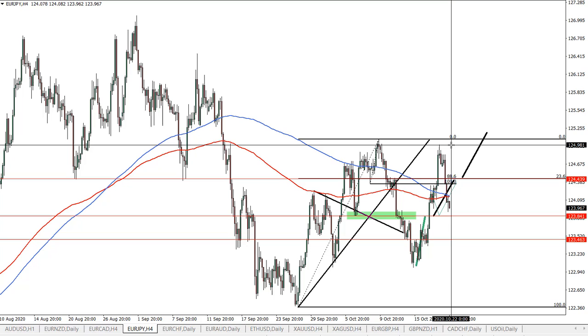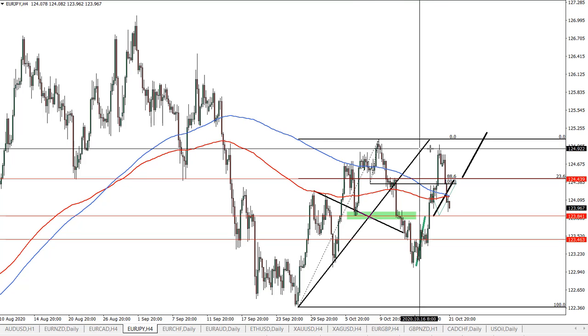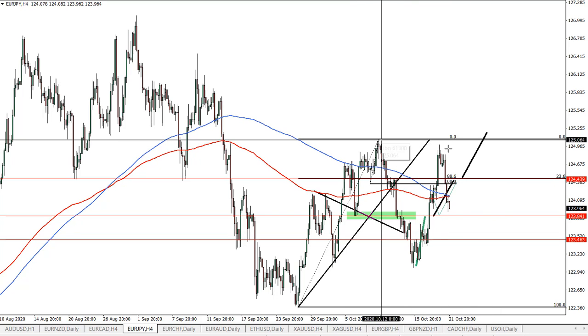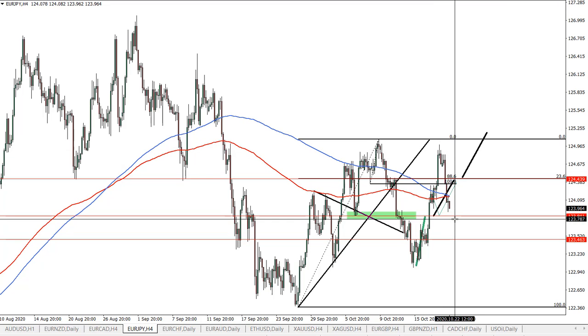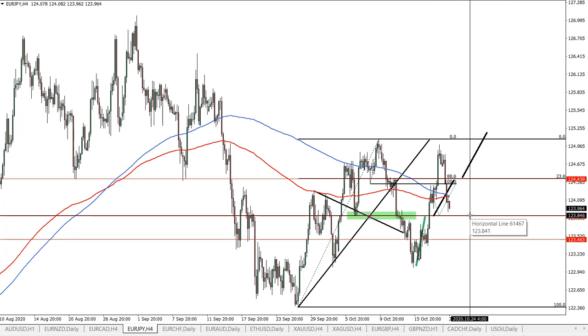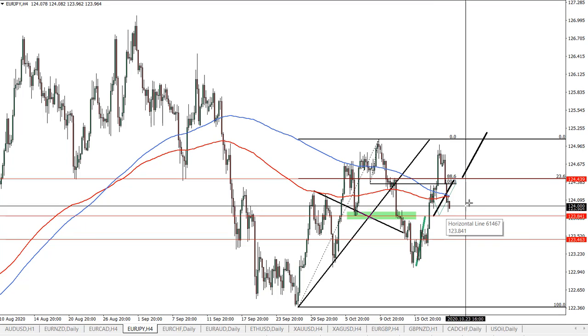Euro Japanese yen, we have almost produced the double top here, and price corrected down sharply. So there is a support at 123.84, which might be retested before the price will continue moving up.